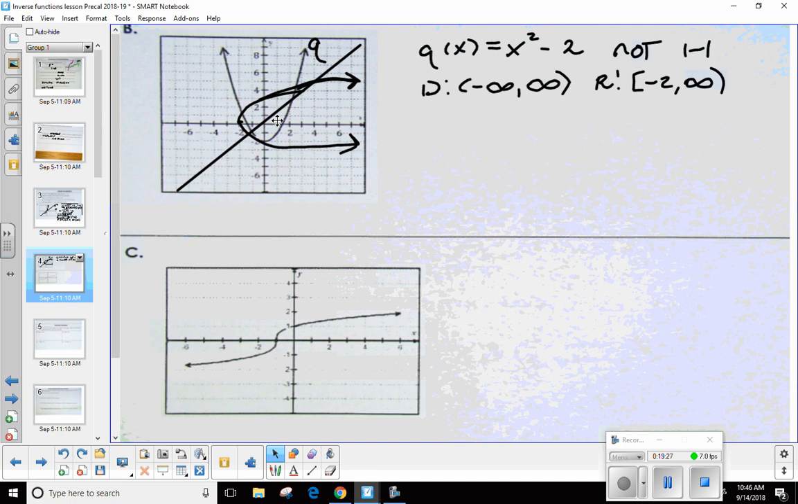What happened to my paper? I had a paper with a graph on it already. I think it's right here. Okay, here we go. Like this.